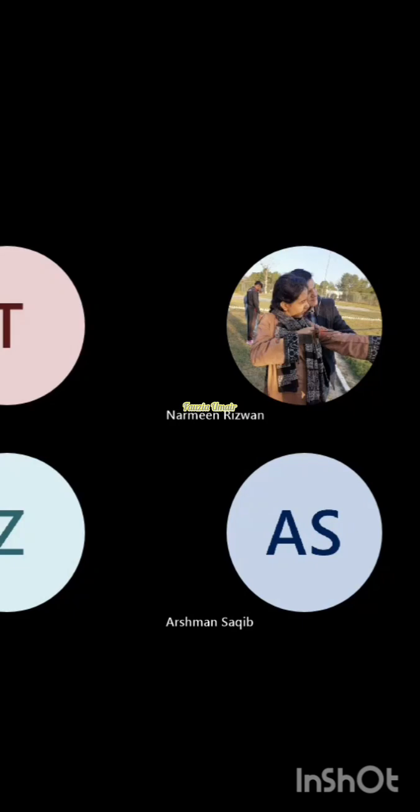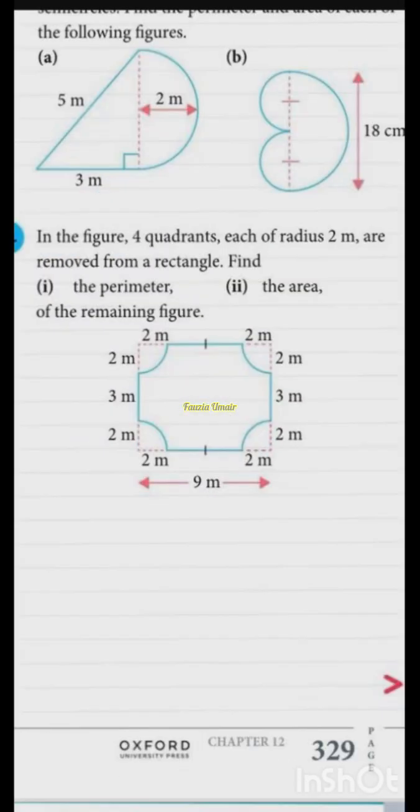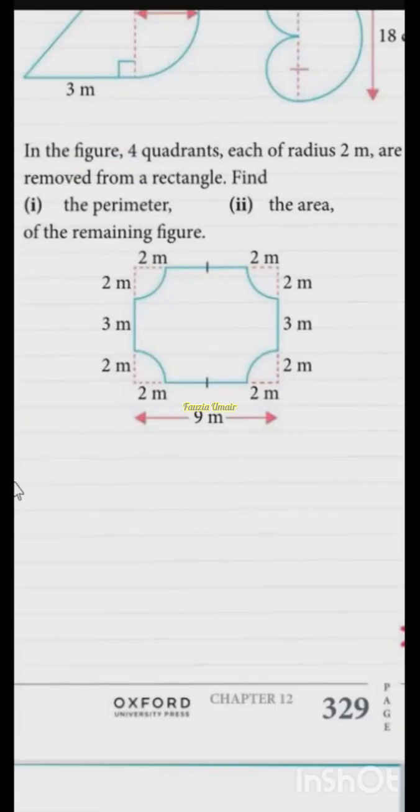Start with question number 5. Question 5 is in front of you. In the figure, 4 quadrants, each of radius 2 meter, are removed from a rectangle. So we need to find out the perimeter and the area, right? So first of all, let's find the perimeter.